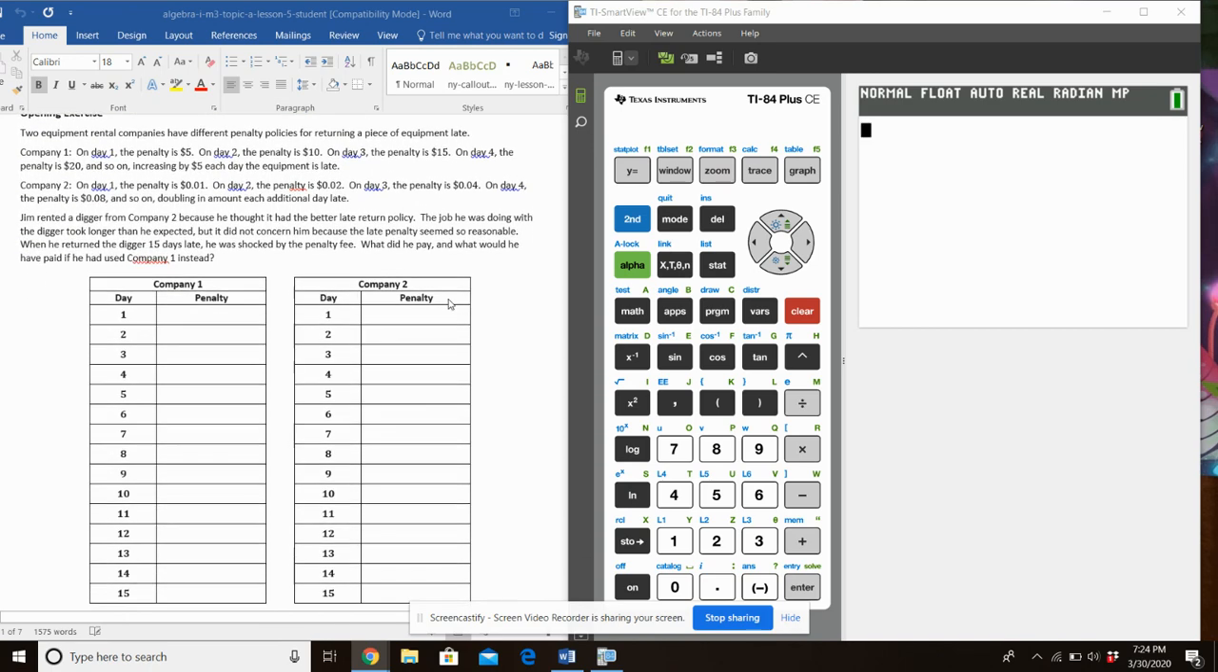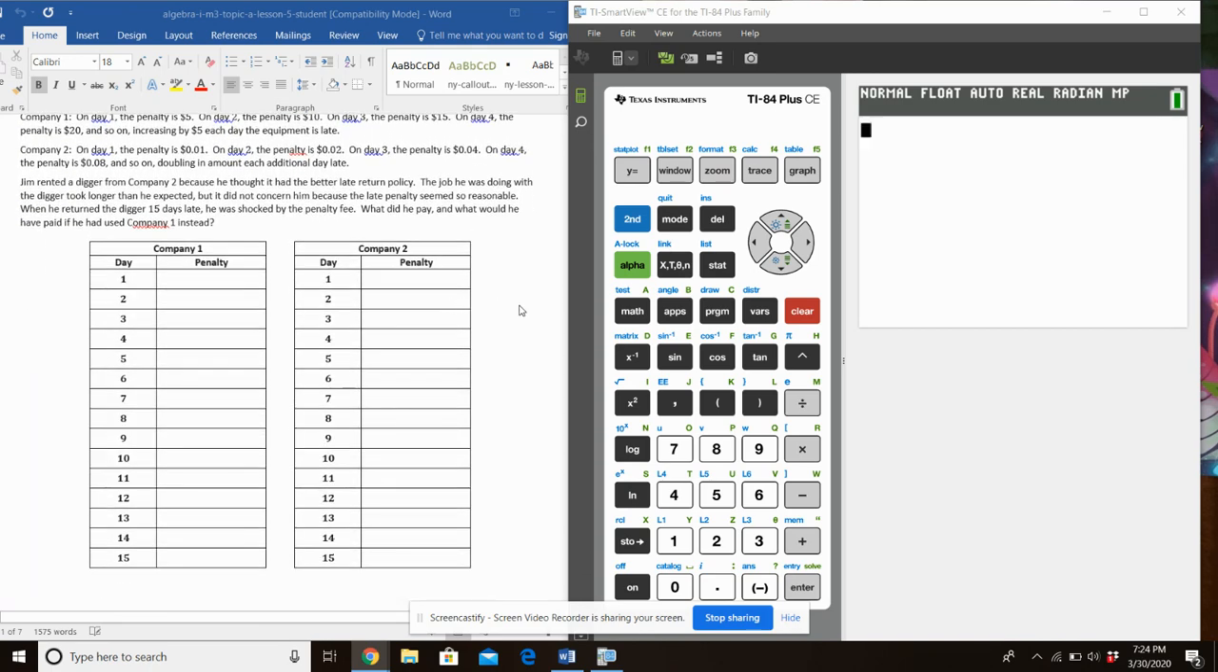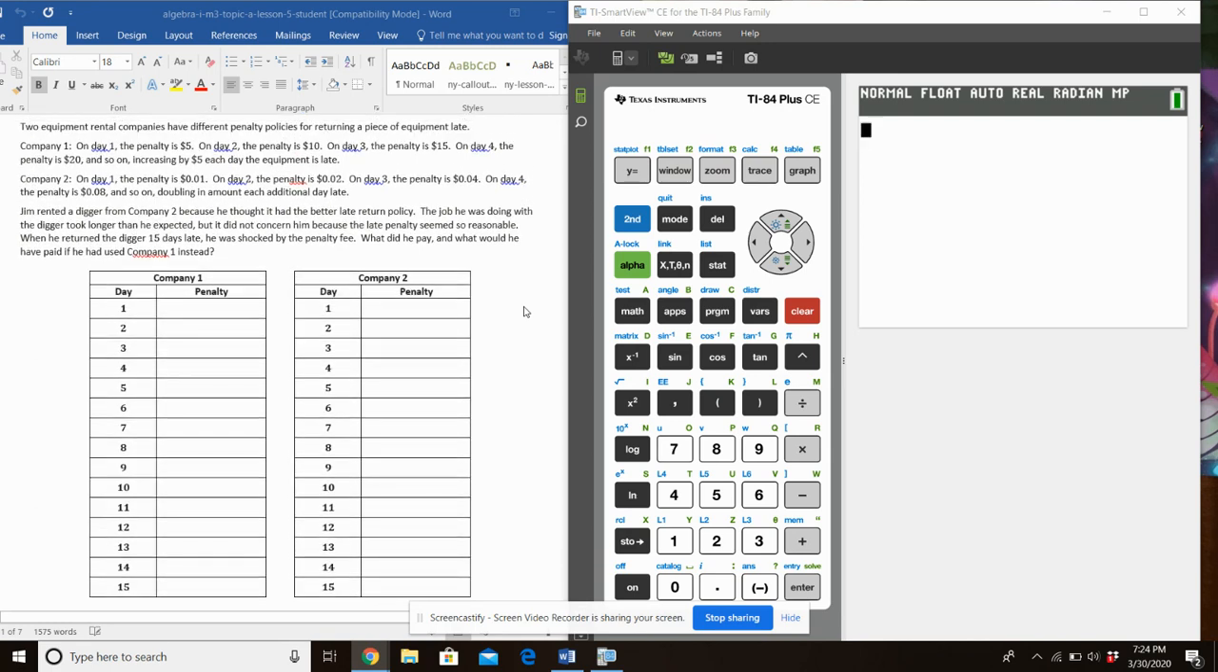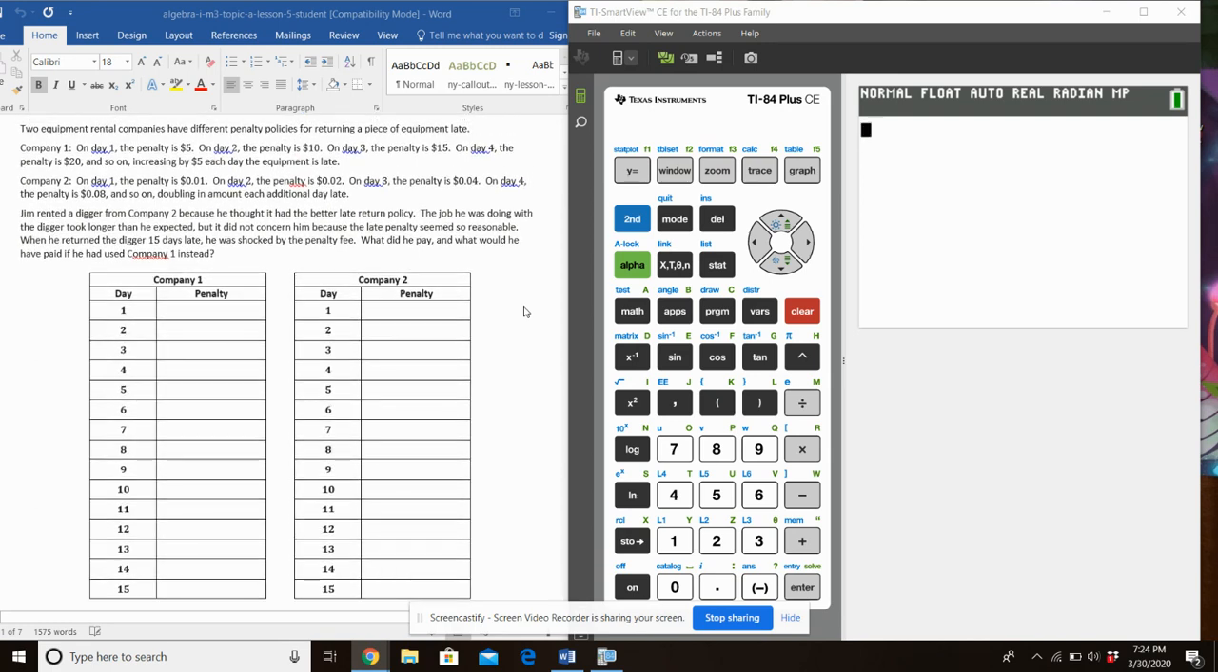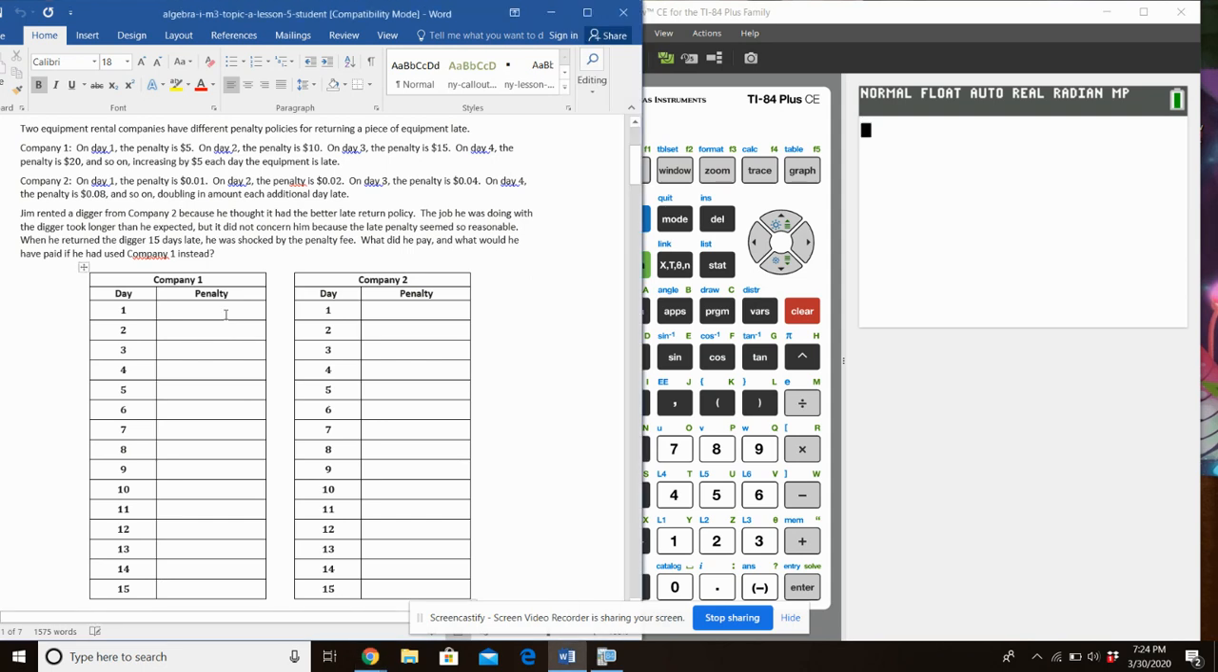What we're going to do is kind of compare the two together on the first part today, so you can kind of see what that'll look like. So here we go. Two equipment rental companies have different penalty policies for returning a piece of equipment late. Company 1, on day 1, the penalty is $5. On day 2, $10. Day 3, $15. Day 4, $20, so on, increasing by $5 each day. So let's go ahead and fill in company number 1.